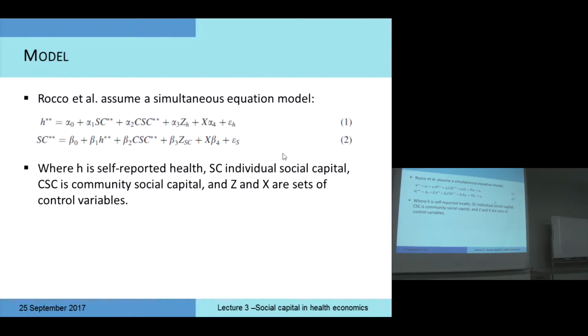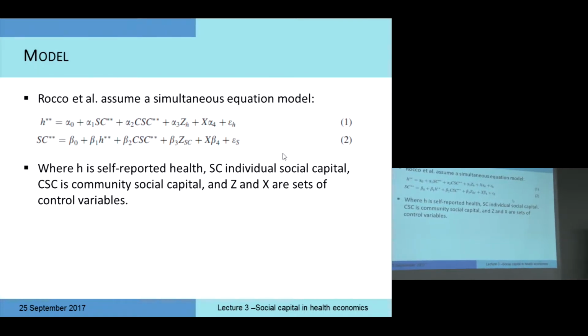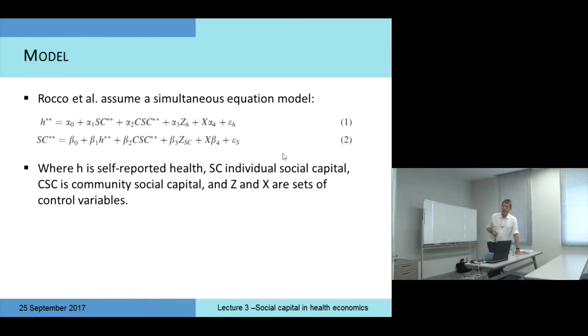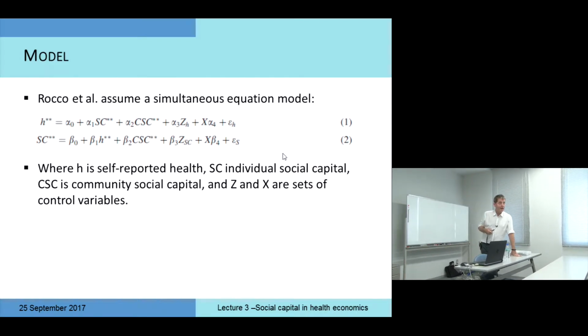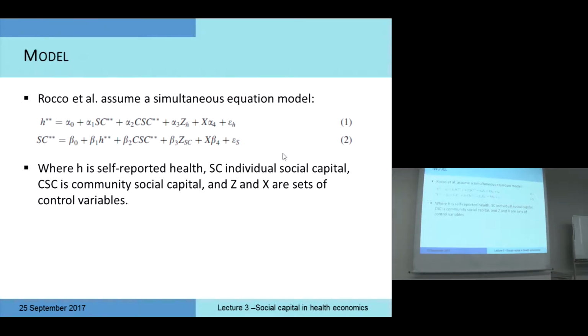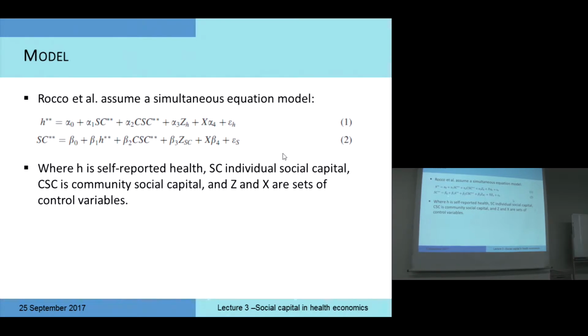The Z and the X are, again, a series of control variables. And so that's the first equation. Health depends on social capital, that's individual social capital, and on community social capital, and then on a whole lot of control variables. In the second equation, it's explicitly modeling individual social capital as a function of self-reported health, community social capital, and these control variables.